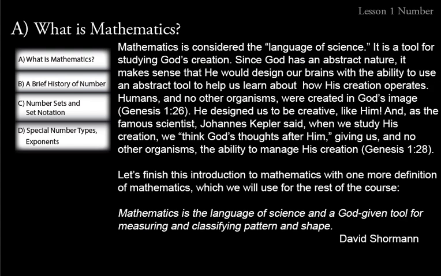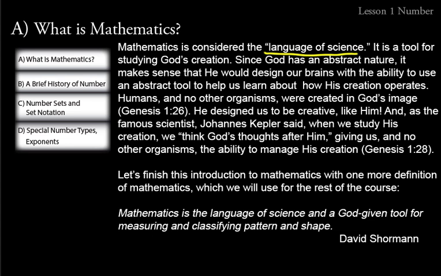Now, there's a couple of things to write down here. One is this: mathematics is considered the language of science, and it's a tool for studying God's creation. So there's a big connection between math studies and science studies, like your chemistry class, your biology class, your physics class. Since God has an abstract nature, it makes sense that he would design our brains with the ability to use an abstract tool like mathematics to help us learn about how his creation operates.